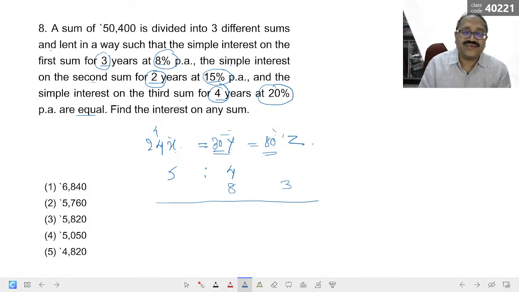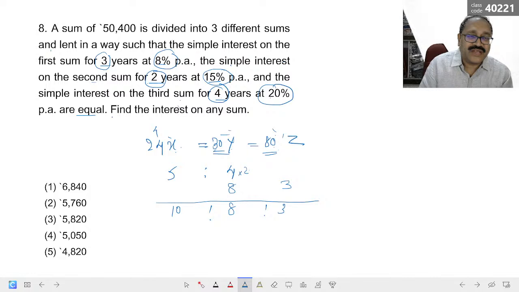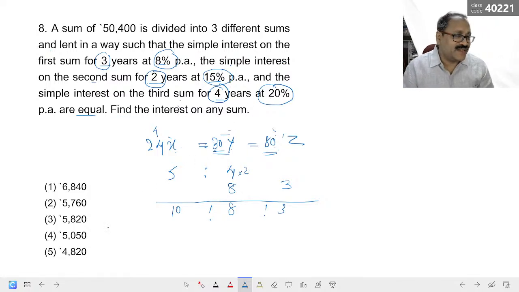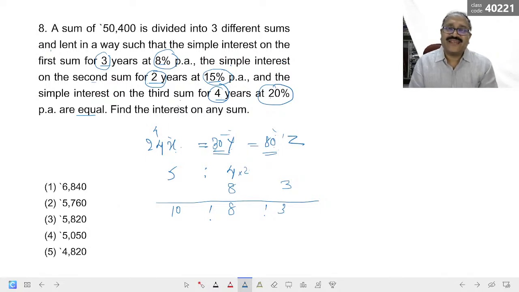And what is that ratio? Look at this one. When you multiply this by 2, it becomes 8. So it is 8, and this is 10, and this is 3. So this is what the ratio x, y, z is. You are asked to find out the interest of any sum. Come on, I am sure you can find out any sum because the interest is same in all the three cases. That is how we got the ratio of the principal.